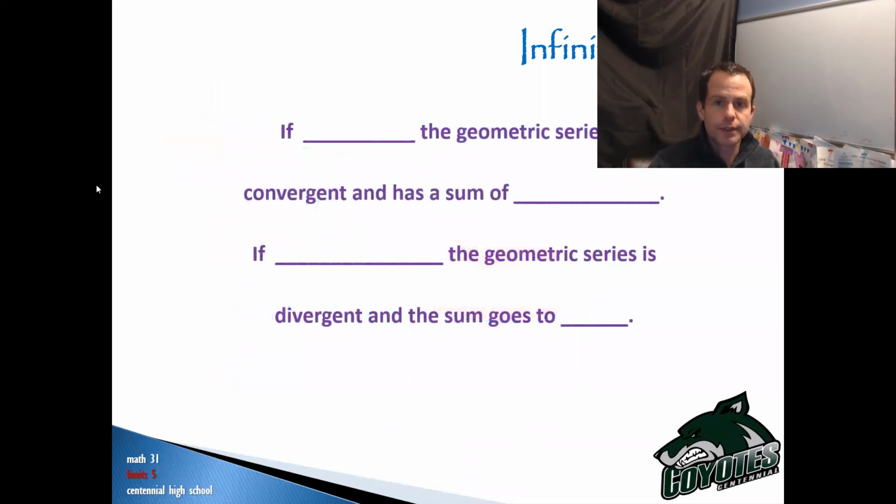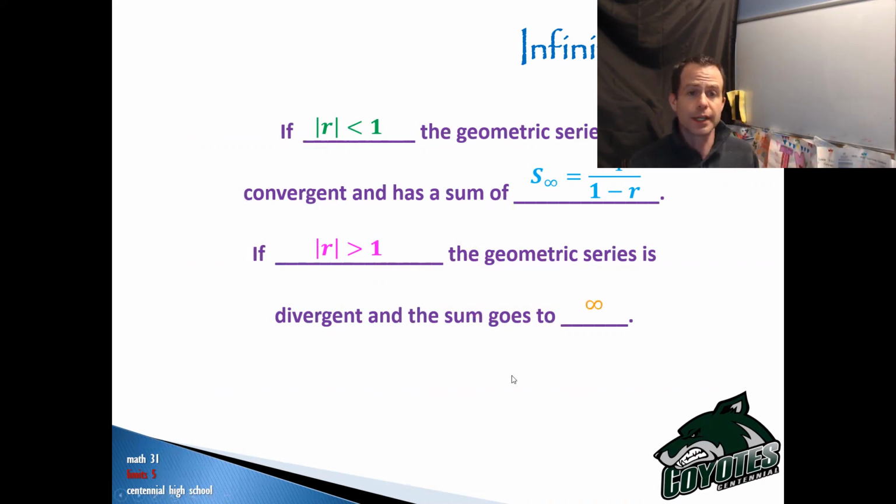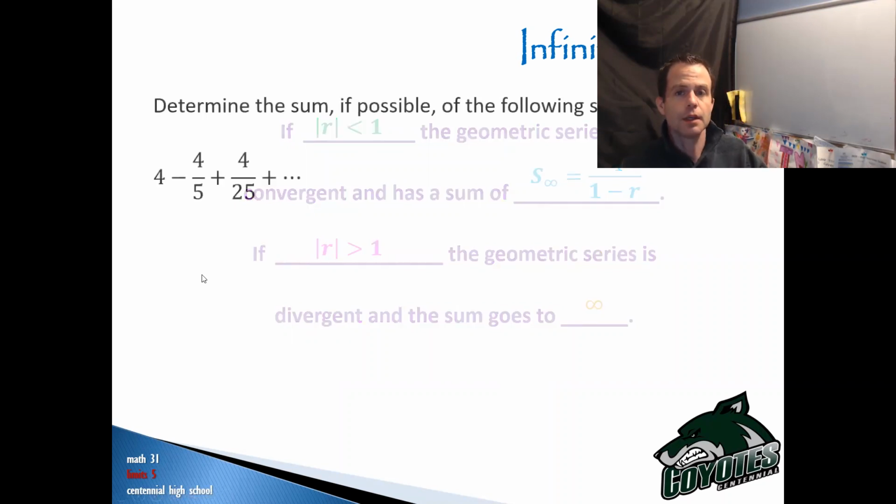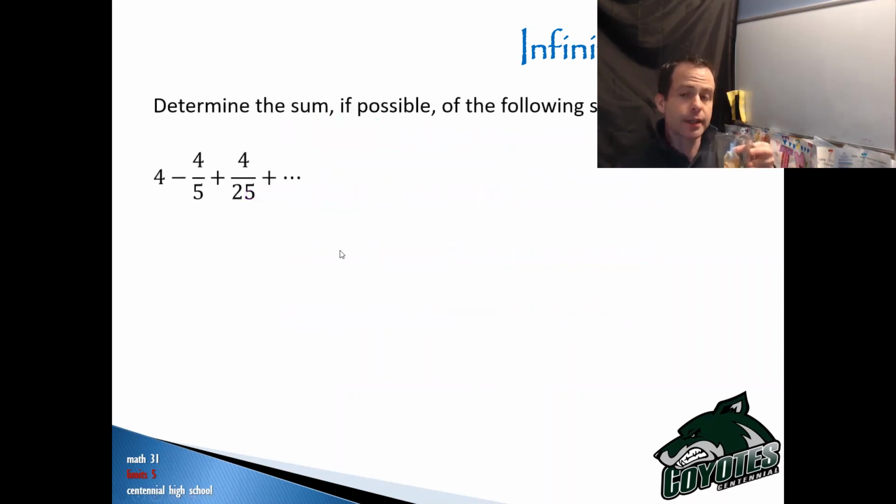Okay, so we'll do a quick summary here. If the absolute value of r is less than 1, the geometric series is convergent and has a sum of t1 over 1 minus r. If the absolute value of r is greater than 1, the geometric series is divergent and the sum will go to infinity, so we can't actually calculate the sum. All right, so determine the sum, if possible, of the following series.